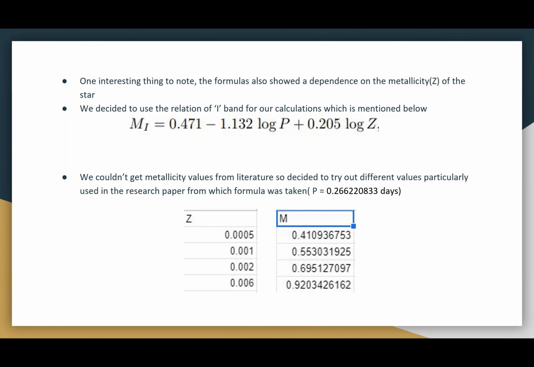We also tried to find the metallicity value for our particular object, but we couldn't find one. So we tried out different values which were used in that research paper to compute different magnitudes. They generally use four metallicity values for each band. For the four values mentioned here, 0.0005, 0.001, 0.002, and 0.006, we got these absolute magnitudes from this PL relation.